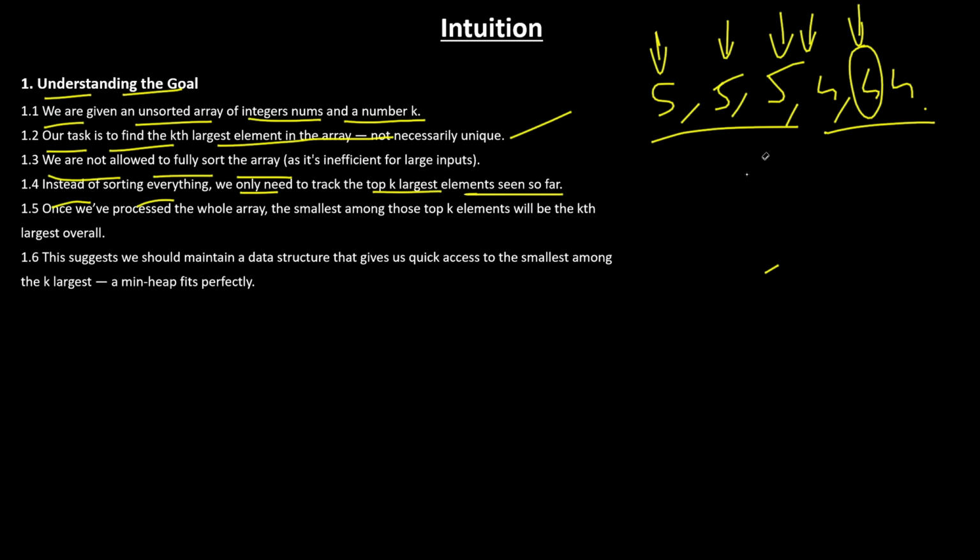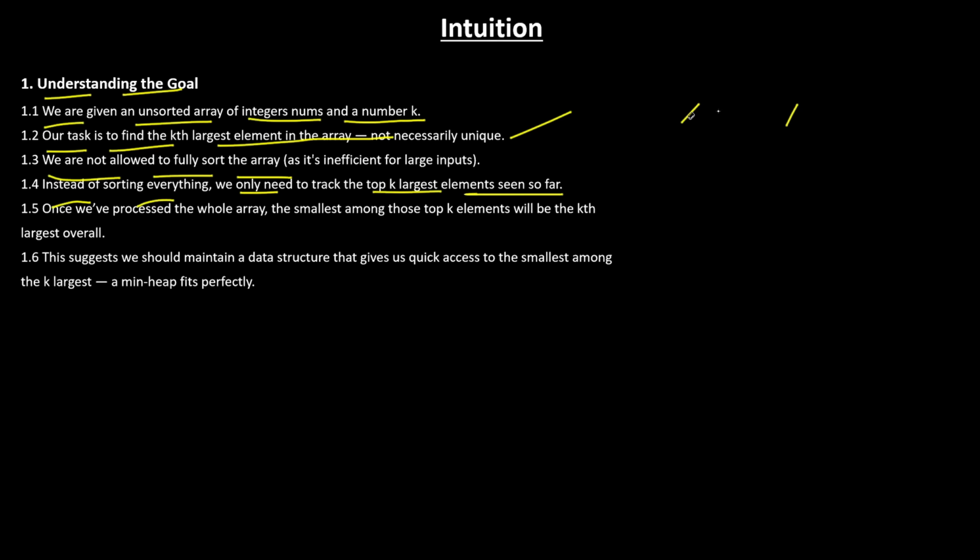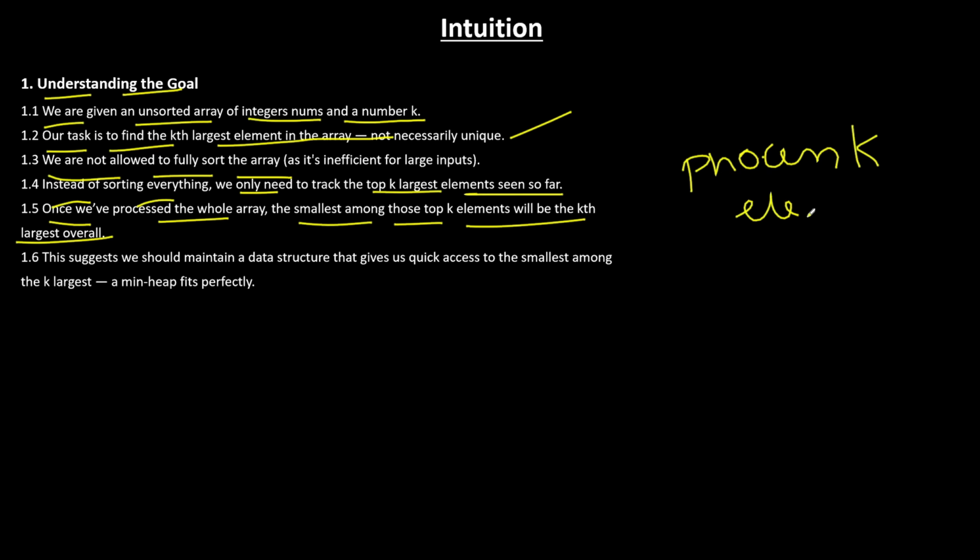We could just try to track the kth largest element, right? We have to figure out how we can track that particular element. Once we have processed the whole array, the smallest among those top k elements will be the kth largest overall. So what I'm trying to say here is that we can try processing k elements and using some kind of data structure that can give us quick access to the smallest among the k largest. This is the intuition coming to my mind.